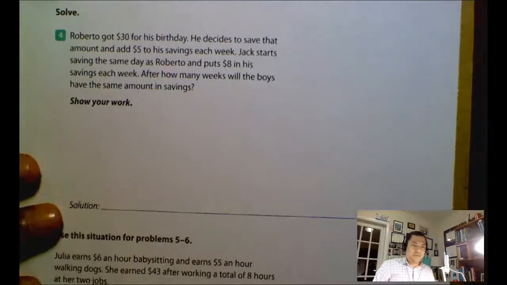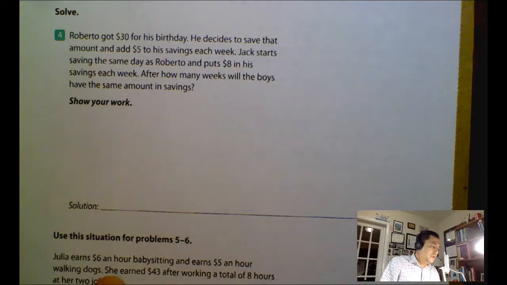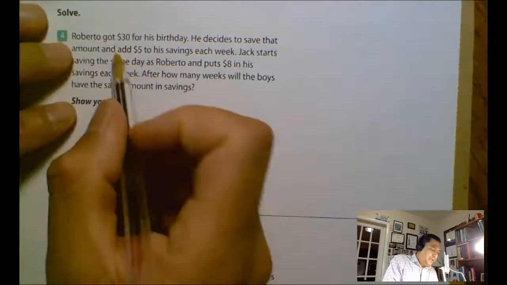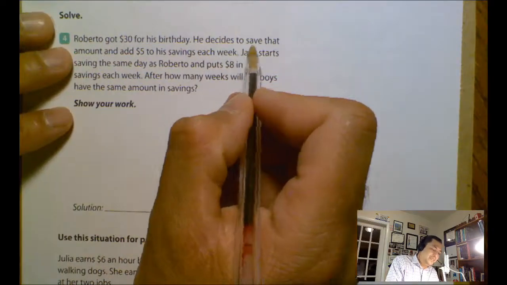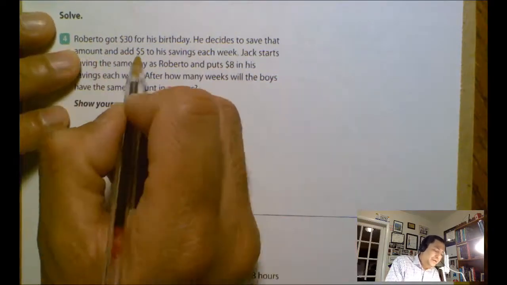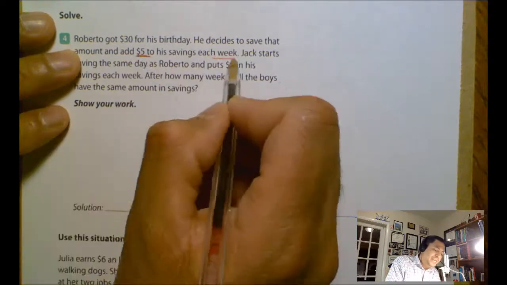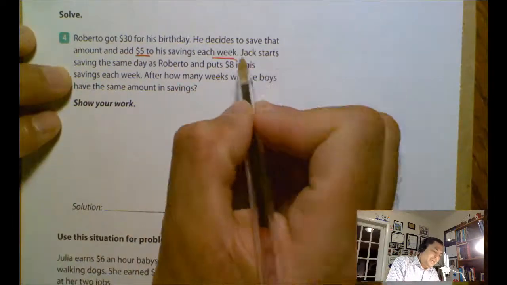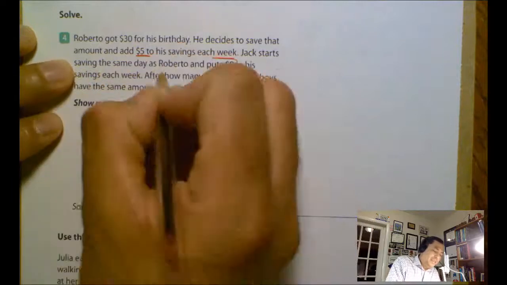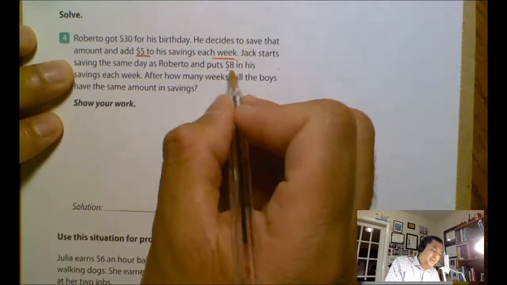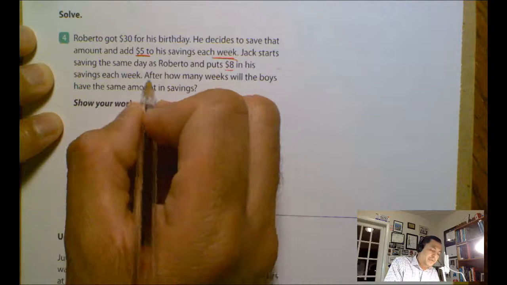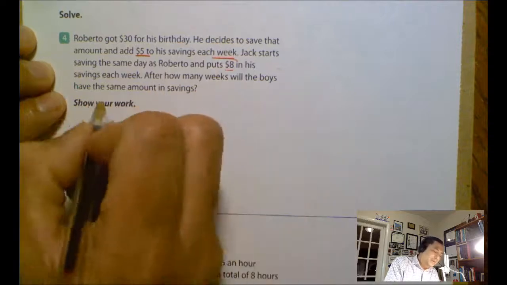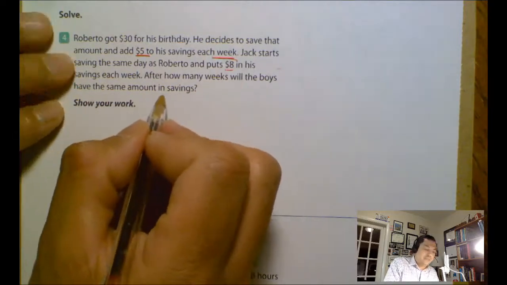Now we have an application. It's not solved. We need to figure out the solution. So Roberto got $30 for his birthday. He decided to save that amount and add $5 to his savings each week. Jack, in this case, starts saving the same day as Roberto and puts $8 in his savings each week. After how many weeks will the boys have the same amount in their savings?